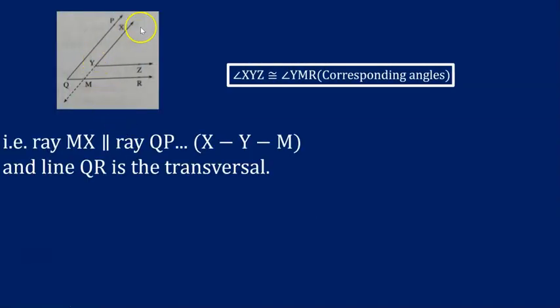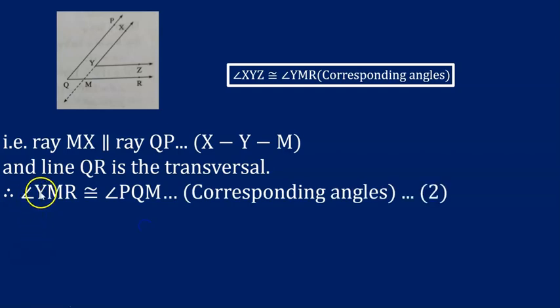That is ray YX, means what? Ray MX. Ray MX means what? It is a line. MX is also, if we extend it in this way, or we can treat it as the ray. Ray MX is parallel to ray QP. These are the two parallel rays, and QR is their transversal.